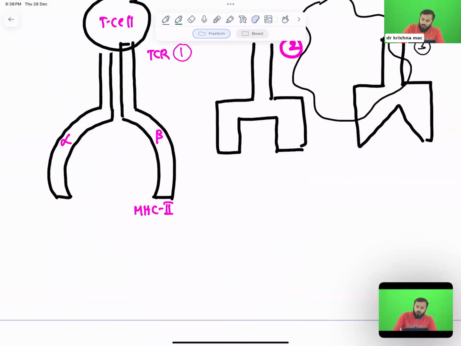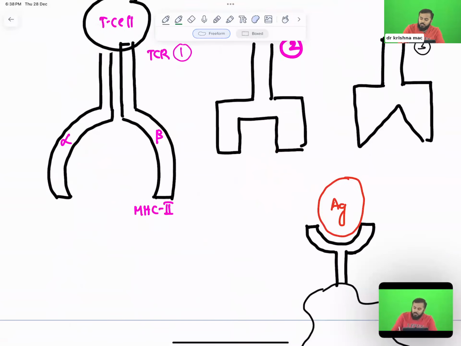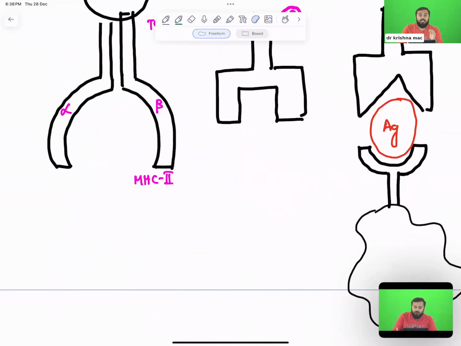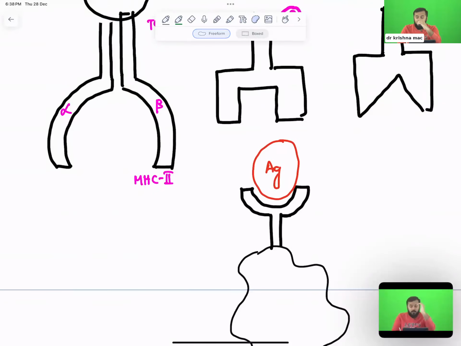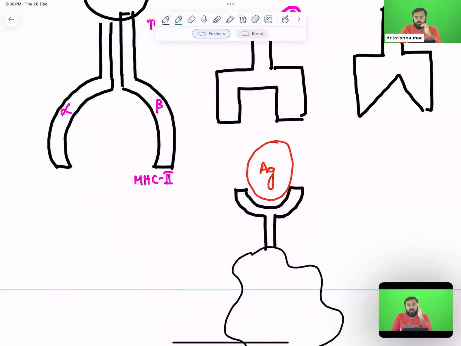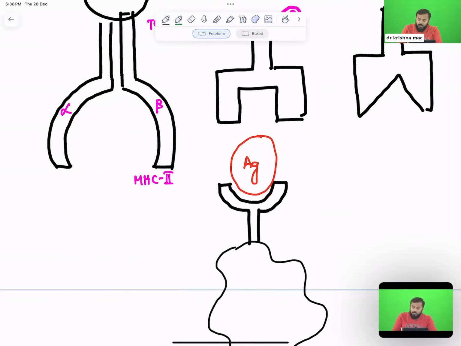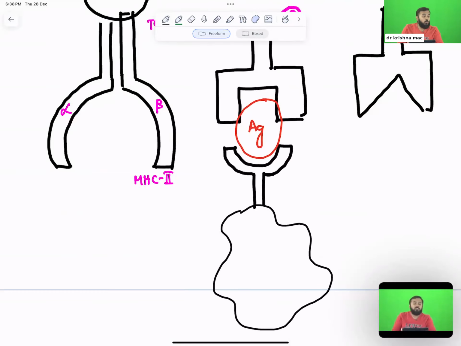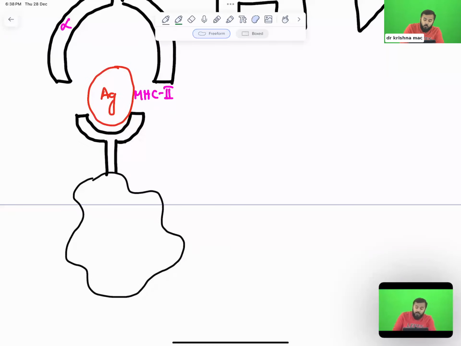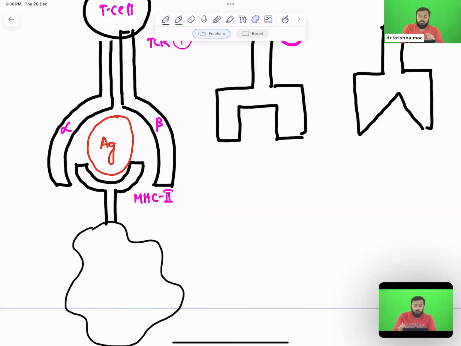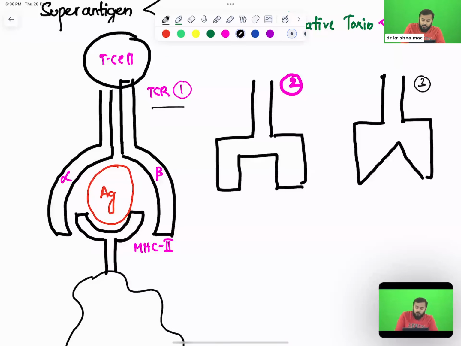Tell me where it will go. Will it go and fix into this? Can it fix here? You see, the antigen is circular, but can it go and fix into a triangular depression? No. Next, will it fix into this rectangular depression? No. It can go and fix only to this particular T cell, that is T cell receptor 1. So it means T cell receptor 2, type 2 T cells and type 3 T cells are not activated. Same concept as enzymes. So type 2 and type 3 are not activated, only type 1 T cells are activated.